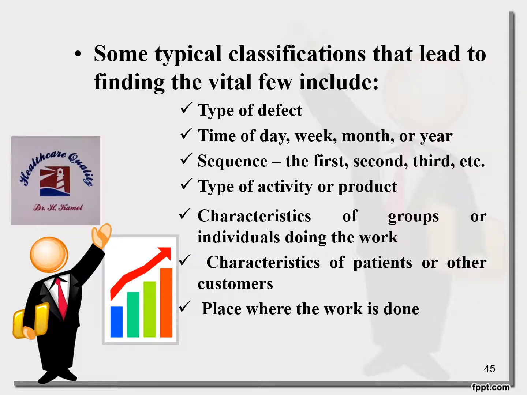Some typical classifications that lead to finding the vital few include type of defect, time of day, week, month, or year, sequence, the first, second, third, etc., type of activity or product, characteristics of groups or individuals doing the work, characteristics of patients or other customers, place where the work is done.